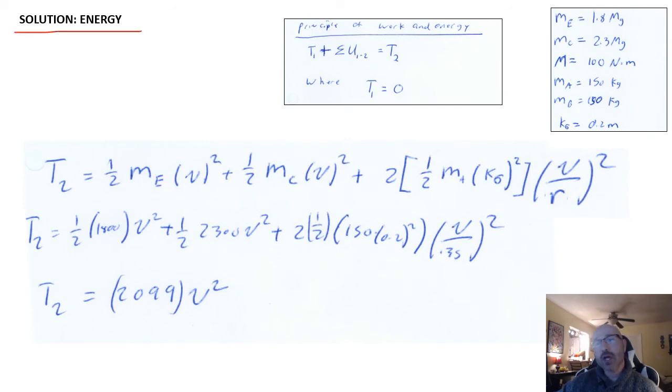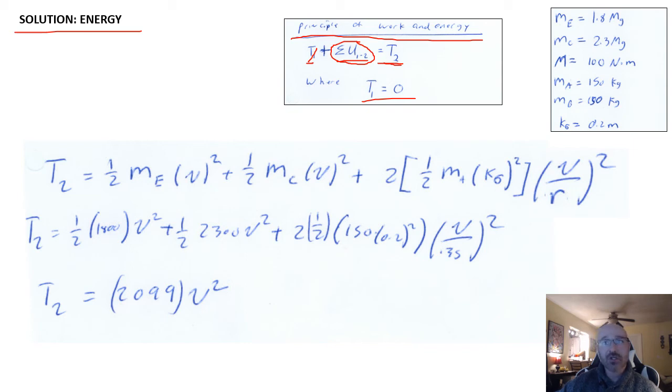So for the next part of our solution, we're going to take a look at energy. Again, if we go back to our governing equation, recall we had the principle of work and energy: T1 plus the summation of our work from 1 to 2 is equal to T2. We saw again our T1 was 0 because it starts from rest, so that goes away. Now we've already gone through and solved for our work from 1 to 2. So the last thing that we need to solve for here is our T2, our kinetic energy.